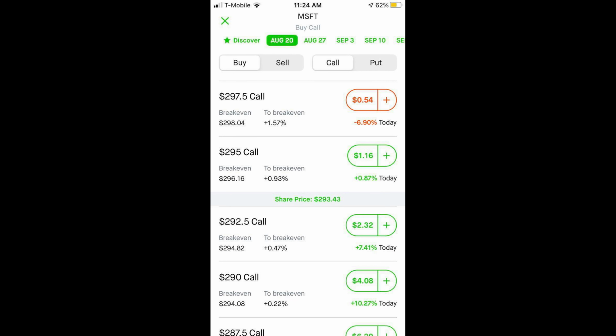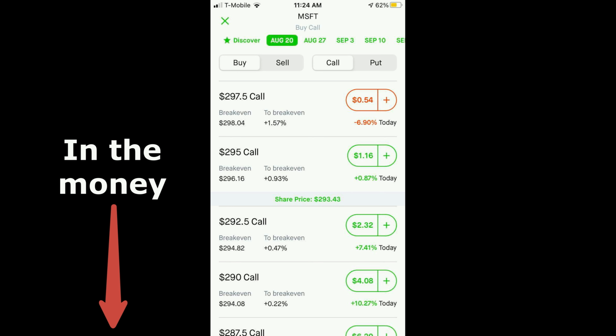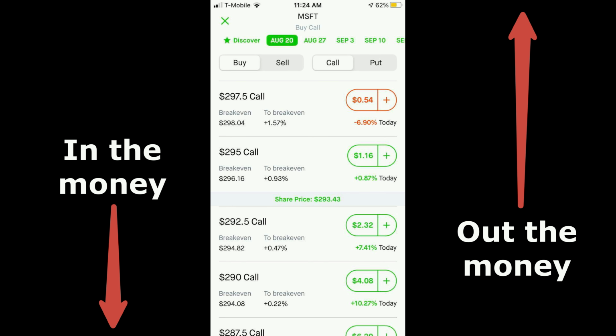I'm going to use Microsoft for an example because we all know Microsoft. Now, in the middle of the screen, we see the current stock price. This changes daily every second. Right now, the current price is $293.43. That's fairly simple to understand. You can buy one share of Microsoft for the current price of $293.43 today, right now. Prices below the current stock price for call options are considered in the money, and prices above the current stock price for call options are considered out of the money.